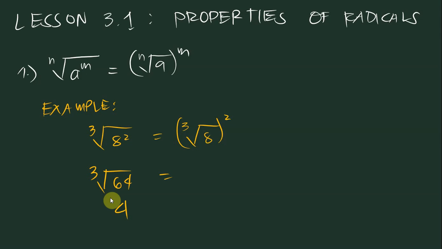So what is the cube root of 8? We know that 8 is 2 cubed, right? So this is 2. And then if we square 2, that is also equal to 4. Okay, so we verified this particular property. 4 is equal to 4.